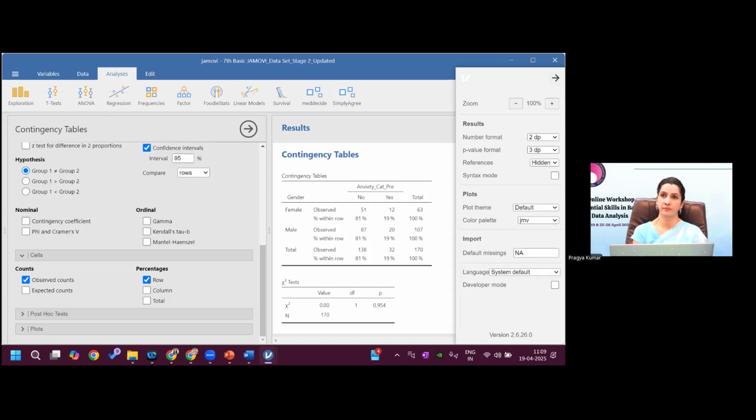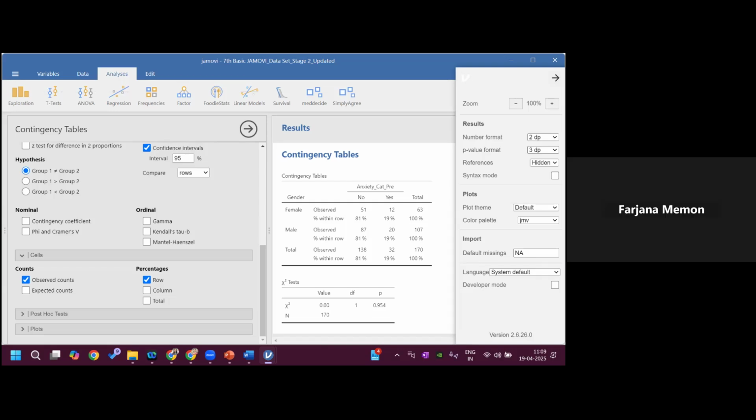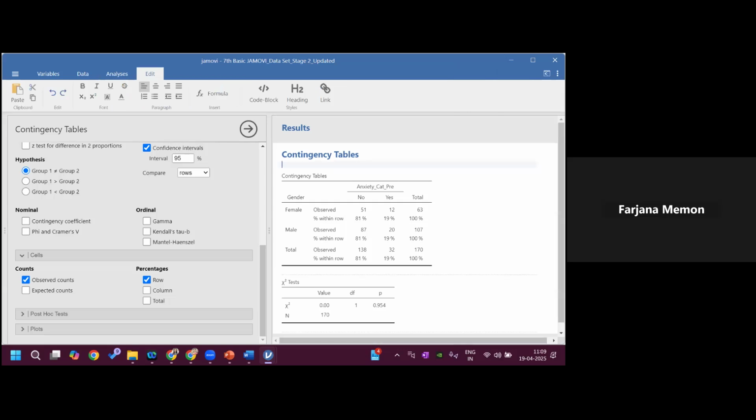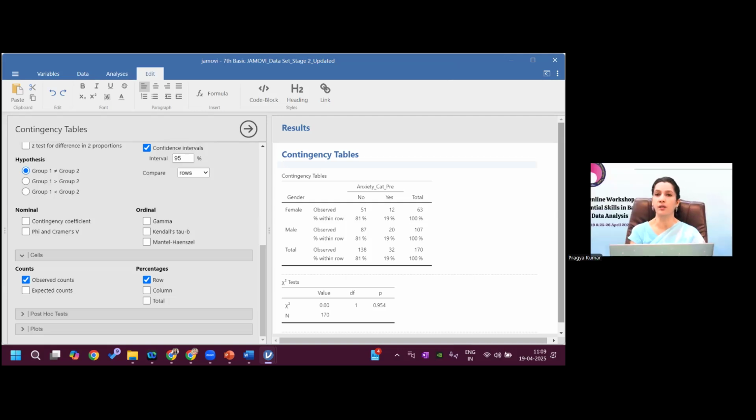So that's why we can say that yes, gender is not associated. We cannot say that anxiety is more common in females or more common in males. There is no association between gender and anxiety. That's what we can say right now. And ma'am, my further question is, if this is an insignificant result, then the association is not that strong statistically, is it? Oh, there is no association at all.